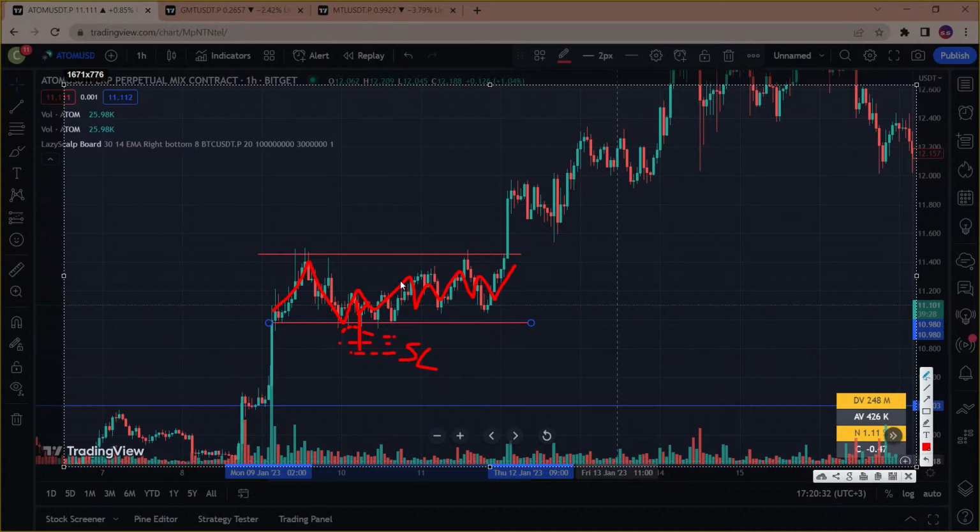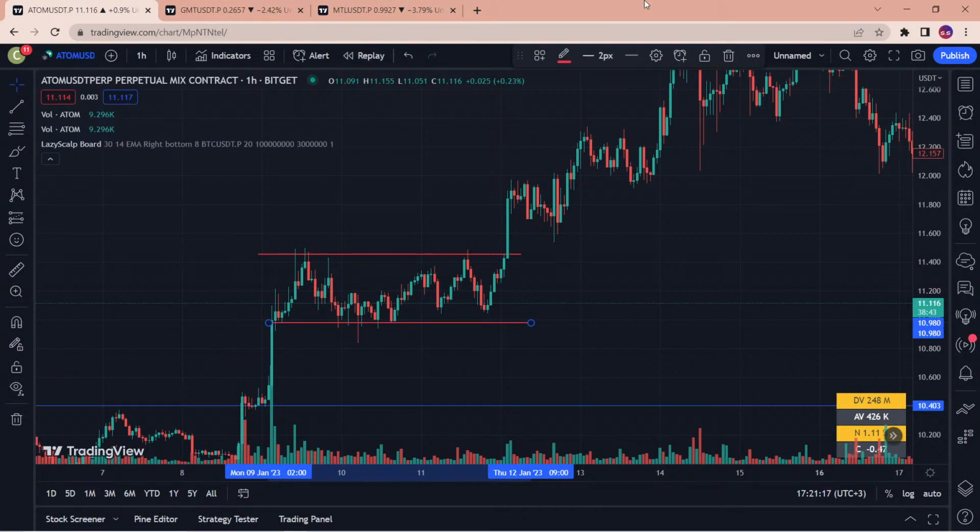Now I think you will easily distinguish just local lack of interest or local equality between supply and demand from the real consolidation with a huge player loading, with a potential breakout, from where you will be able to get really good profit.